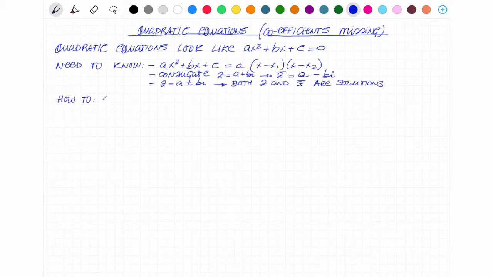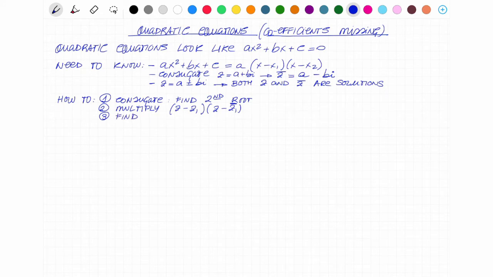So for our how-to step by step, first of all, you need to conjugate, and that allows you to find the second root. With that, you're going to multiply both factors. So if we call these sets of 1, you multiply the conjugate. And once you do that, you've got everything needed to find the missing coefficient.